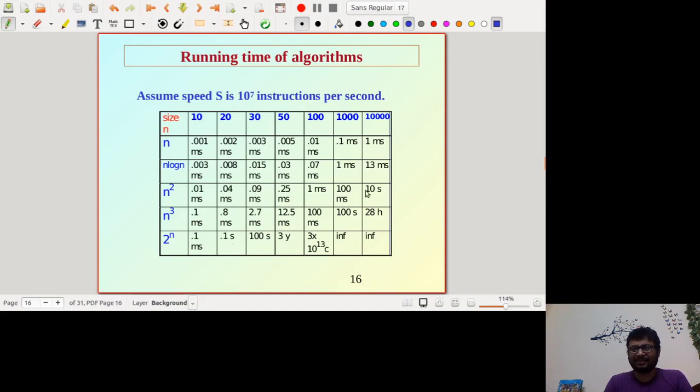So this is the table. An n cube time algorithm takes 28 hours on inputs of size 10,000. And a 2 power n time algorithm takes like forever, really. It's not even written here. This is already prohibitively large, even for inputs of size 100. Okay. Now let's do another exercise.